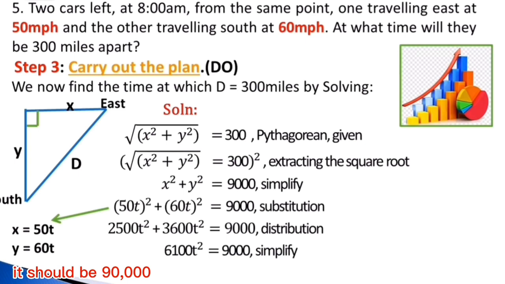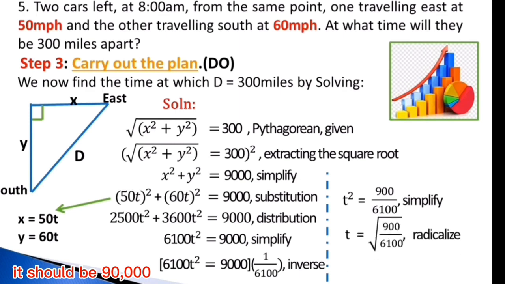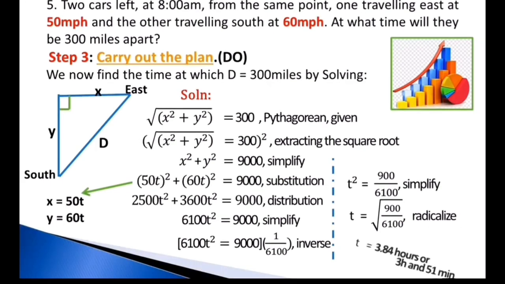Then we are very concerned with the time required. So we're going to divide the whole equation first by the numerical coefficient 6,100. So what we have right now is like this. Then right after that, we can move the 6,100 to the t squared side. So we have t squared equals 900 over 6,100. Then we're going to remove the power of 2 by taking the square root of the equation. Okay, so we have radicalizing the equation. So we have like this. We know that the final answer using our calculator is 3.84 hours, or 3 hours and 51 minutes.